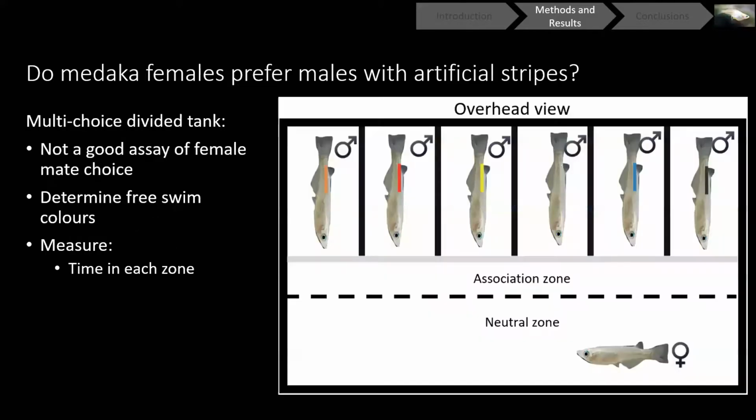So the first thing I did is I used this multi-choice divided tank trial where females were presented with 6 different males at once. The purpose of this trial was to determine what subset of the 6 different colors would be used in subsequent free swim trials. I didn't use these trials as a score of female preference, just because divided tanks aren't a strong assay of female preference or female choice.